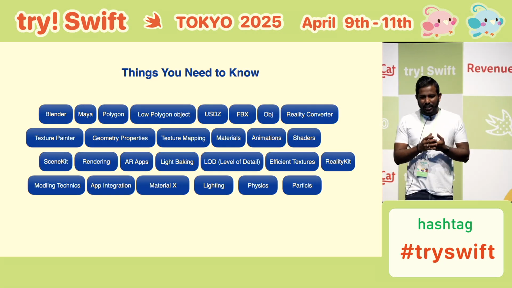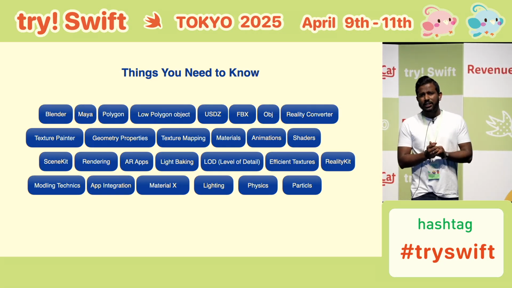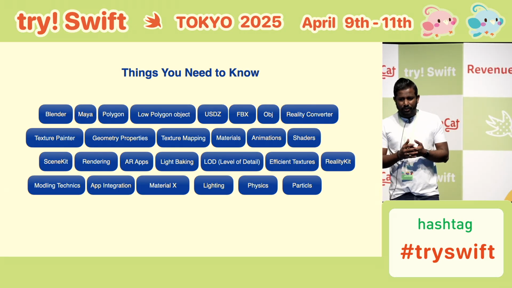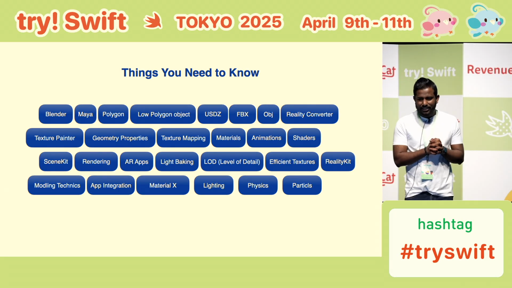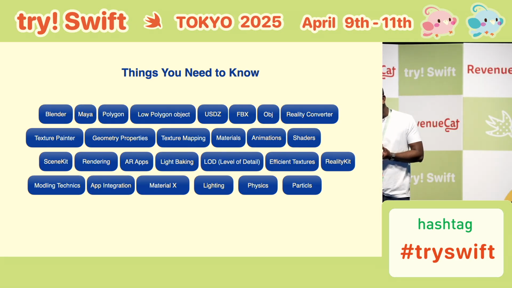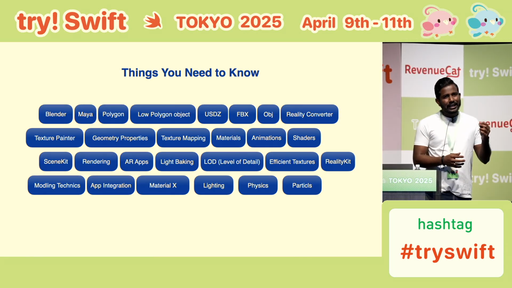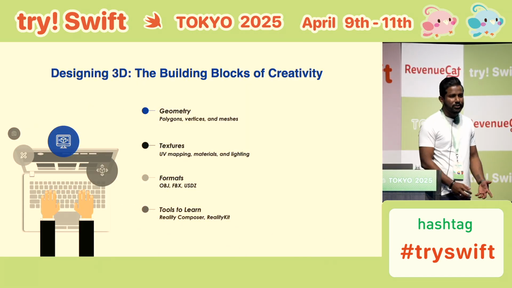Something like geometries, polygons, file formats. You might have heard about USDC a lot of times, and also FBX, and also shaders, something like materials, lighting, physics, and particles. But I'm not going to talk about all those things. I'm going to talk about some of the key features you should know about before you create your 3D component.